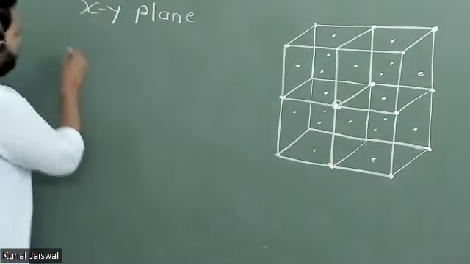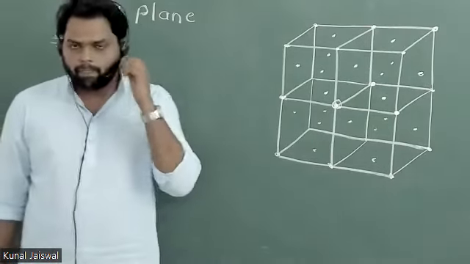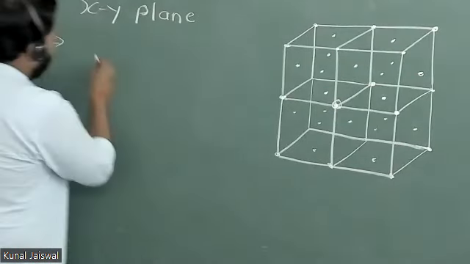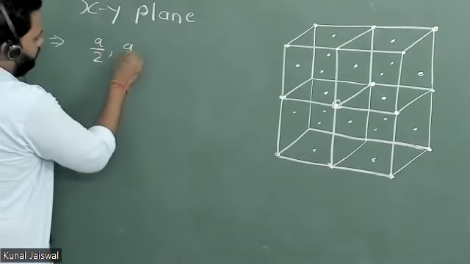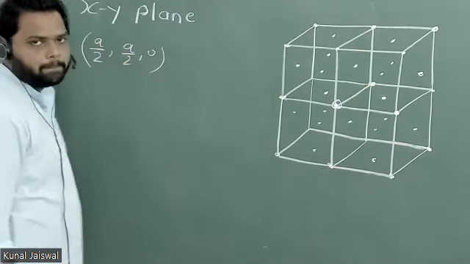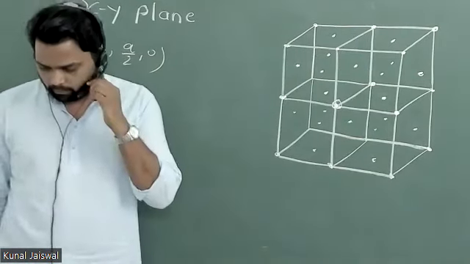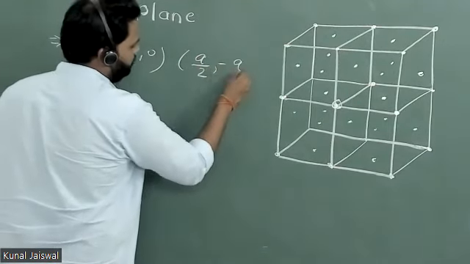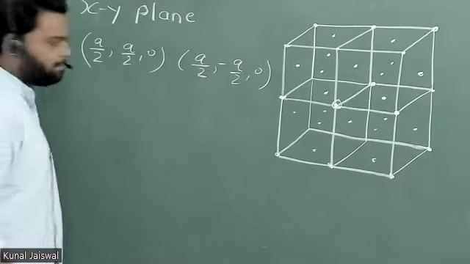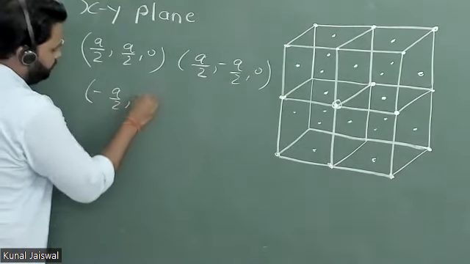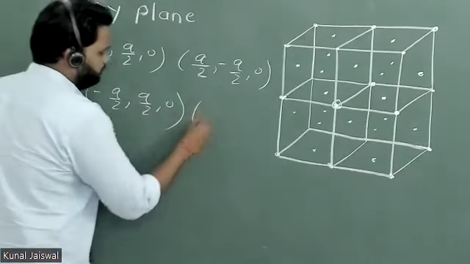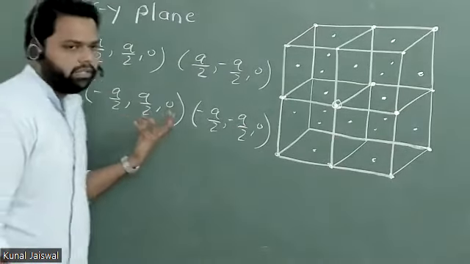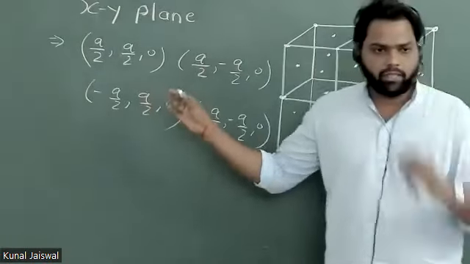ओके, एक्स वाई प्लेन की अगर हम बात करें, कौन से चार कोऑर्डिनेट होंगे? एनी वन कोई बताएगा? कौन से चार कोऑर्डिनेट्स पे हमें नियरेस्ट नेबर मिलेंगे? This will be a by 2, a by 2, 0, right? Yes, sir. Other will be a by 2, minus a by 2, 0, minus a by 2, a by 2, 0, and last will be minus a by 2, minus a by 2, 0. क्या ये चार कोऑर्डिनेट्स होंगे? Whether these four coordinates will be in the XY plane?